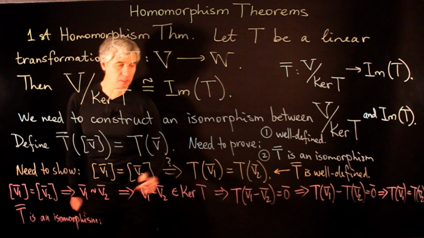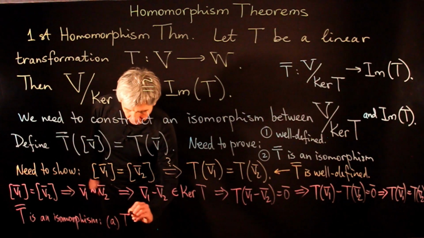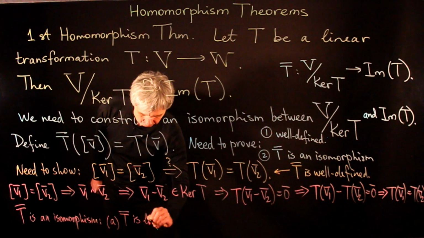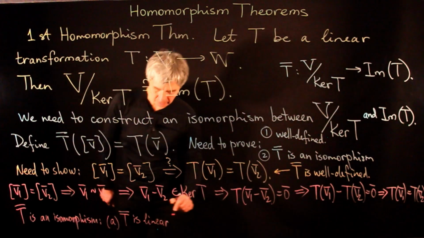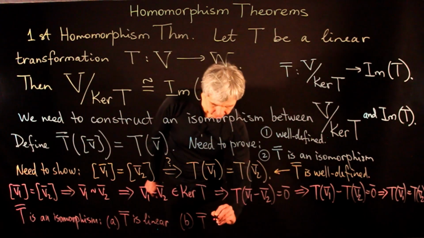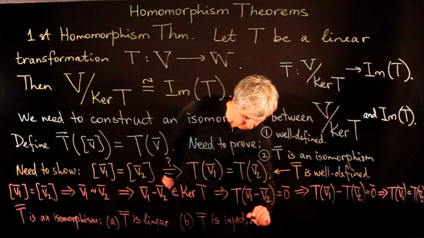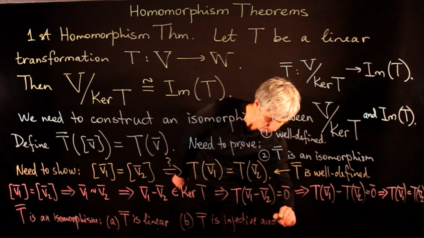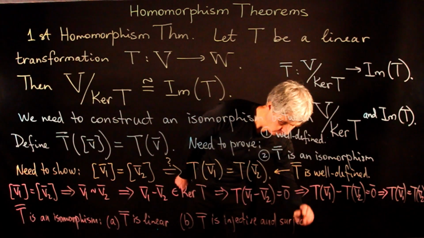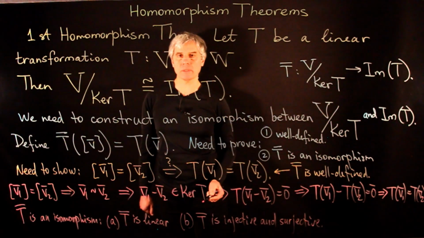Now, to prove the second part, so that T bar is an isomorphism, here this entails two things. That A, T bar is linear, and B, that T bar is injective and surjective. So that is, it is a one-to-one correspondence.